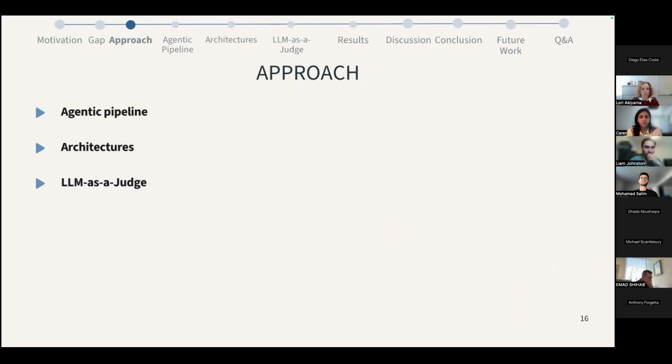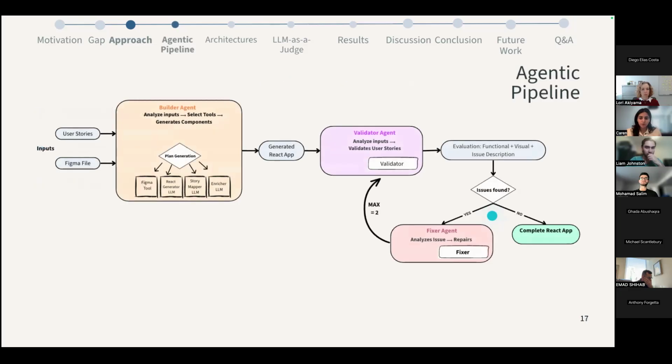We answered those research questions through a systematic evaluation. Our system mirrors real front-end development workflows. In this section, we will talk about the agentic pipeline, the architectures, and the LLM as a judge. Let's start with a high-level overview. Our framework is organized around 3 primary agents: the builder, the validator, and the fixer agent. These agents generate, assess, and iteratively improve the React applications.